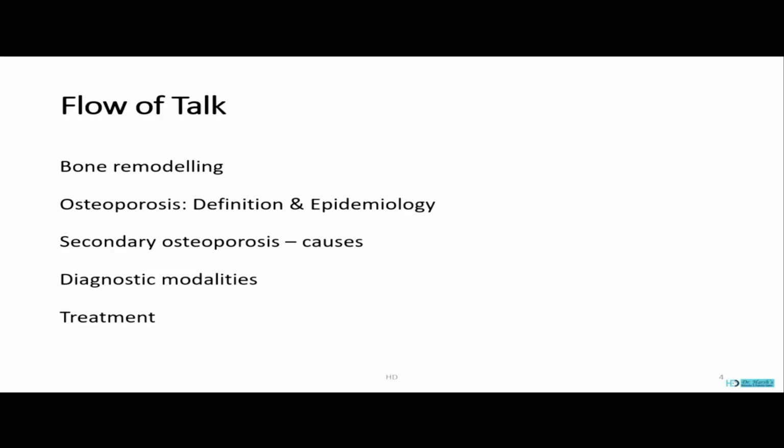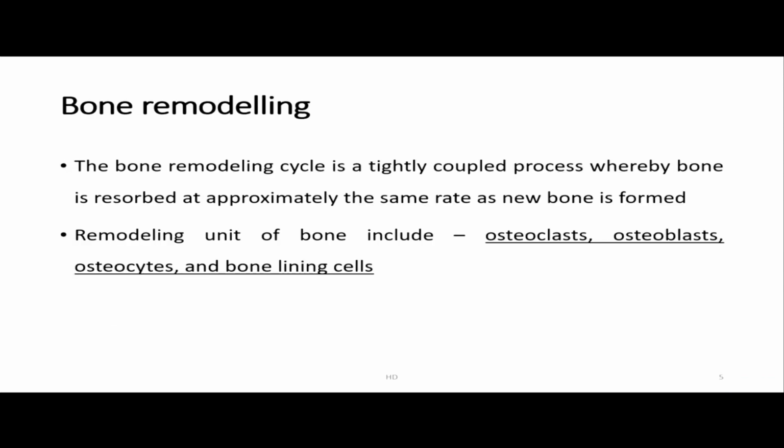So this will be the flow of my talk. We will discuss bone remodeling, osteoporosis definition and epidemiology. Then we will see the causes of secondary osteoporosis. Then we will discuss diagnostic modalities of osteoporosis, and finally we will go on to discuss treatment. So bone remodeling, just a word on it. The bone remodeling cycle is tightly coupled, where bone resorption and bone formation usually go hand in hand. This remodeling unit comprises two main cells, that is osteoblasts, the bone forming cells, and osteoclasts, the bone resorbing cells. Why is this important? Because for treatment, we'll need this information.